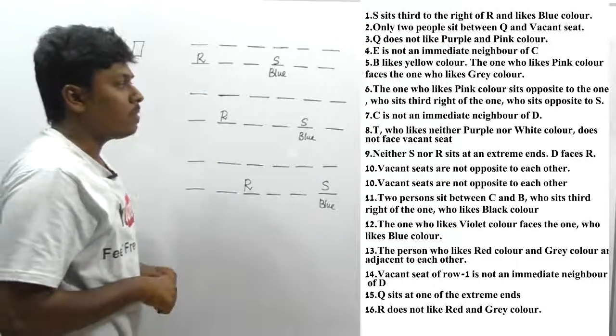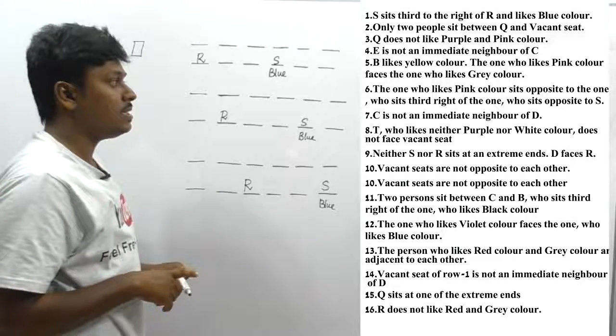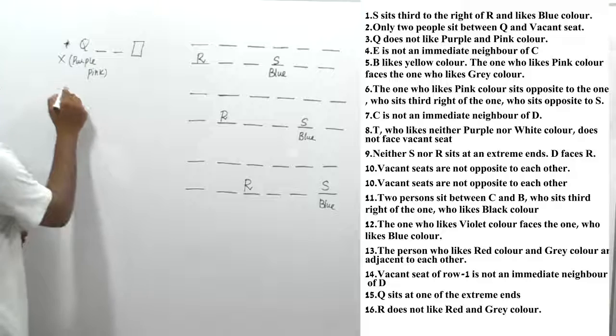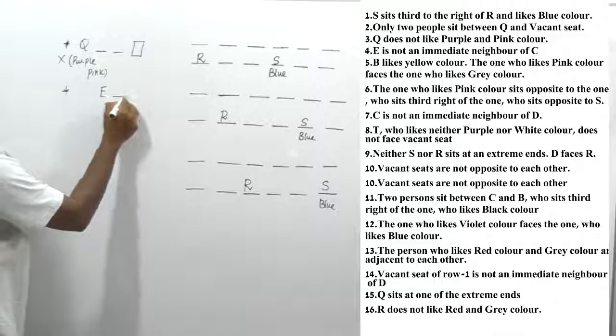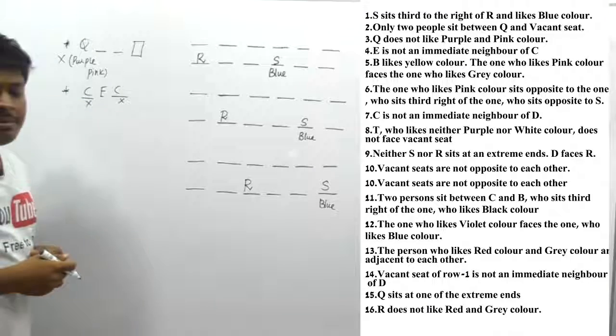Okay, point number 4. E is not an immediate neighbor of C. We can't substitute anything, right? So this cross mark determines that E should not be an immediate neighbor of C.